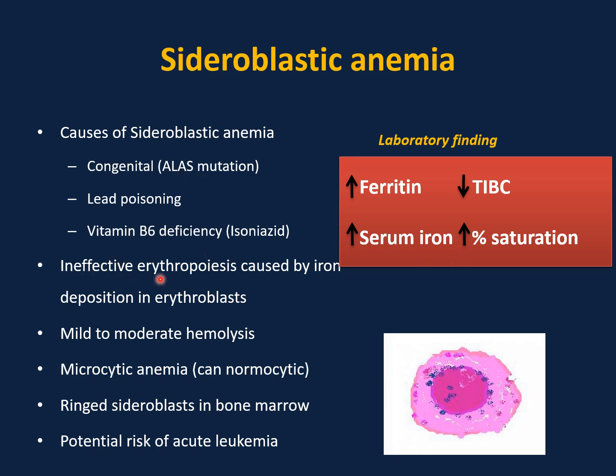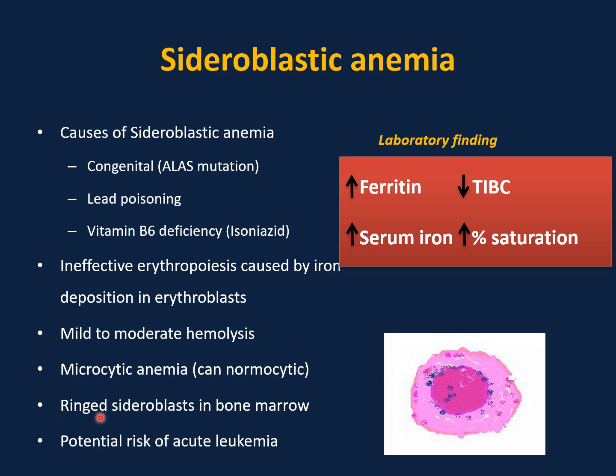This will cause ineffective erythropoiesis caused by iron deposition in the erythroblast in the bone marrow. This will cause mild to moderate hemolysis, and as a result of the hemolysis, you will have lots of iron, and this iron will be taken by the macrophages, will be elevated, and this will decrease the TIBC. And it will present with microcytic anemia, but can be normocytic also. This is important to keep in mind. So it is very important to know the variation so you do not miss the diagnosis.